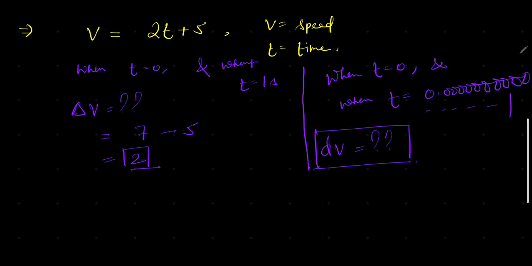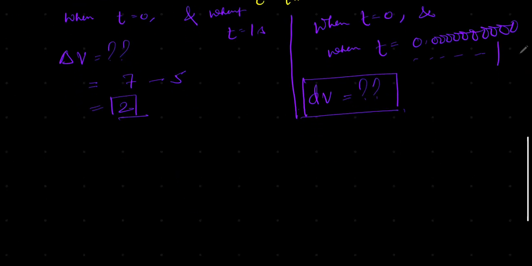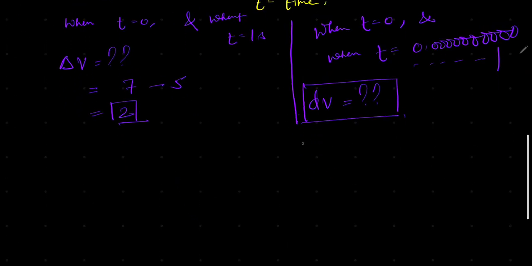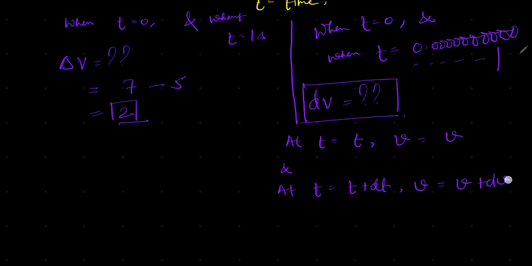Okay, now what is dv here? This dv is very small change in the speed. Very small change in the speed, okay, over this time duration, right? So let's say that at t, you have some v, let's say v, okay, and at t plus dt, here dt is very small, your v is v plus dv.